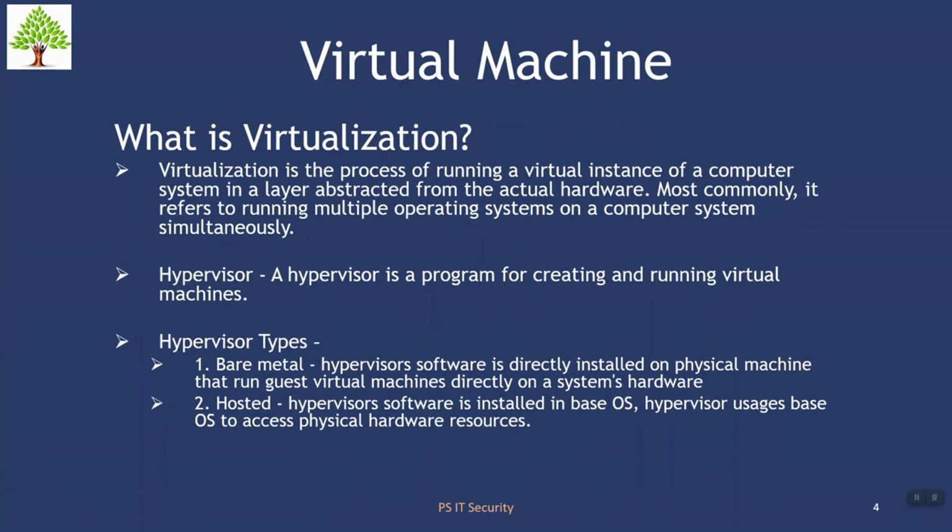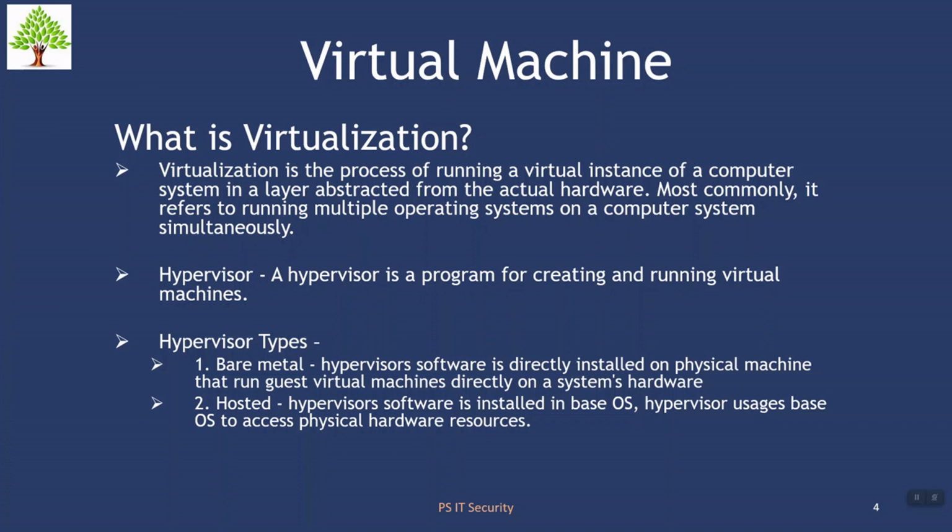So to create a virtual machine, we need some software, and that technology is called virtualization. So what's virtualization? Virtualization is the process of running a virtual instance of a computer system in a layer abstracted from the actual hardware. Most commonly, it refers to running multiple operating systems on a computer system simultaneously. It means we will be able to run multiple operating systems at the same time on the same physical hardware.